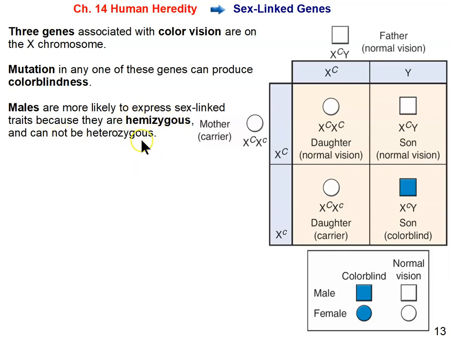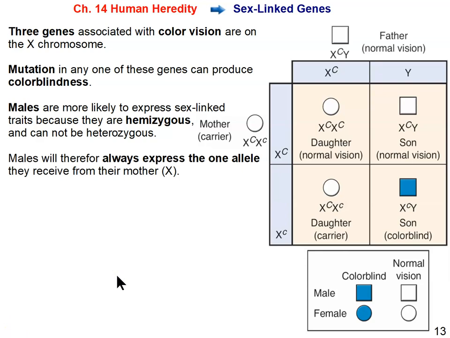They cannot be heterozygous. And that's what causes them to always show the trait that is coded for by the one allele that they do have. So they always express the one allele they receive from their mother. So it's all because of their mother.